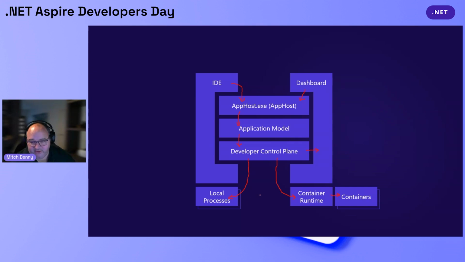And both the local processes and the containers have configuration injected into them, which allow them to send telemetry back to the dashboard. So those containers are sending OTLP telemetry. We've already seen a few sessions this morning around OTLP, and so the dashboard is kind of like the OTLP endpoint. Also, console logs and all those kind of things go back into the developer control plane, and we expose them to the dashboard via the app host. So that's like the 30,000 foot view as to how the system hangs together.